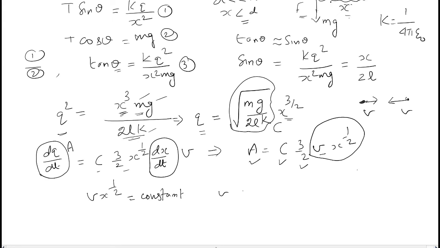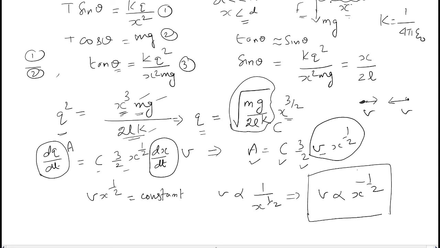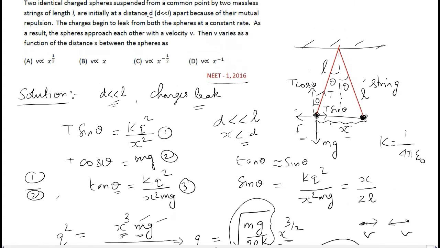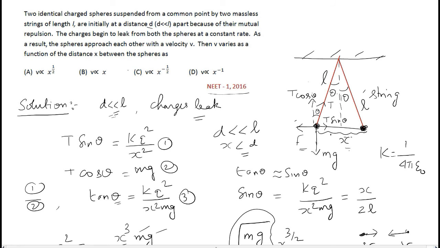that is v is proportional to 1 by x power half, which gives you v is proportional to x power minus half. So we'll just check the options. See here, option C, v is proportional to x power minus half.